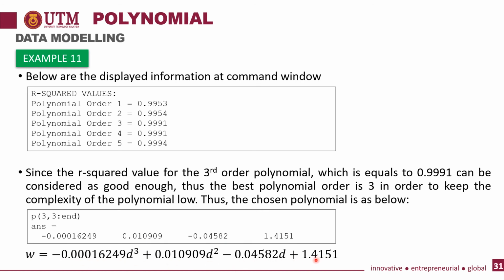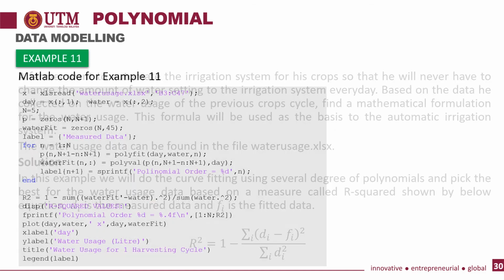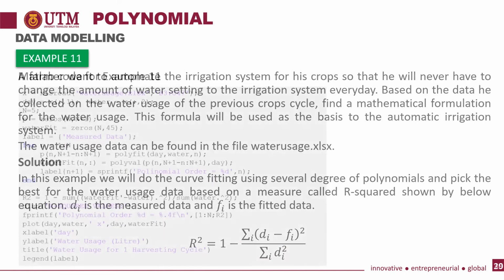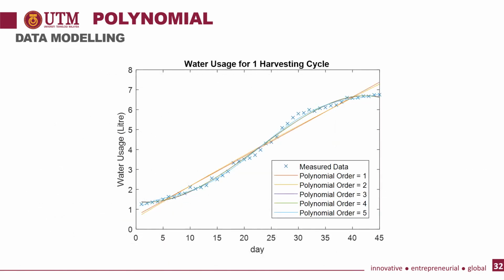Later on, if you have questions asking you to use R squared to measure the accuracy of the system, you can refer to this formula. R squared equals 1 minus the summation of di, which is the measured data, minus fi, which is the fitted data. After you get the equation, you evaluate it, you will get fi, and then the denominator is di squared, the measured data squared. So this is the output that you will get.